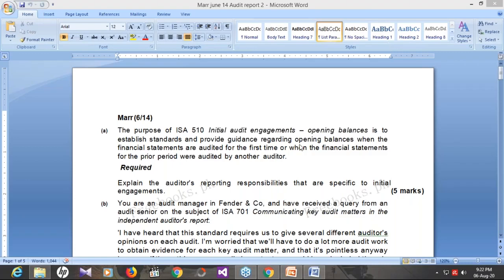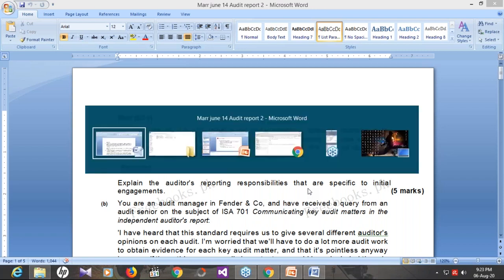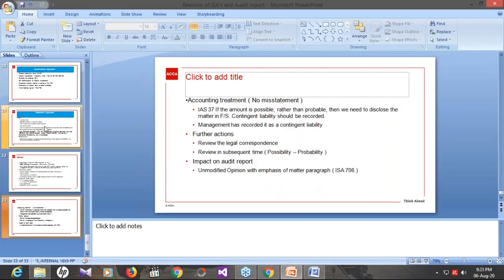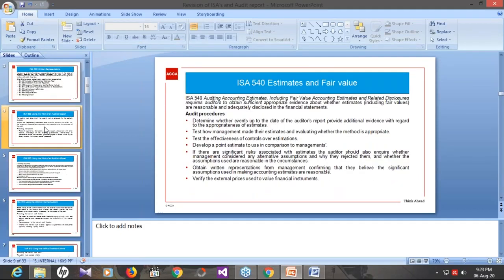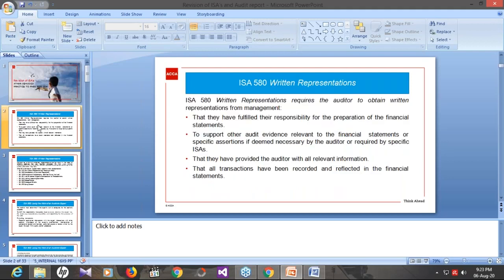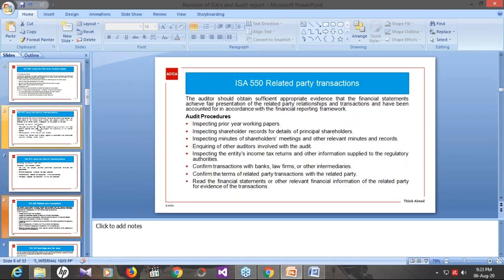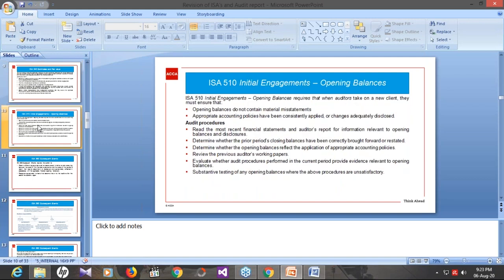So dear students, this is another form in which audit report is assessed. You can see there is a part A: explain the auditor's reporting responsibilities that are specific to the initial engagement. This part is for 5 marks and it is very much straightforward. As we discussed today, you need to memorize different ISAs. So you can see we discussed ISA 510. There it is, ISA 510.